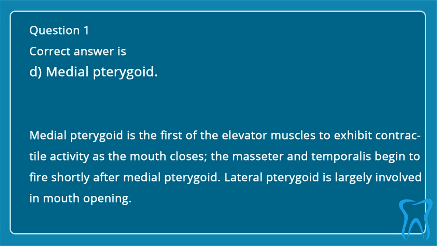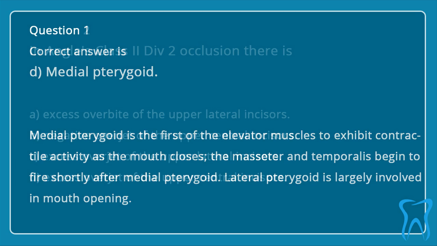Medial pterygoid is the first of the elevator muscles to exhibit contractile activity as the mouth closes. The masseter and temporalis begin to fire shortly after medial pterygoid. Lateral pterygoid is largely involved in mouth opening.